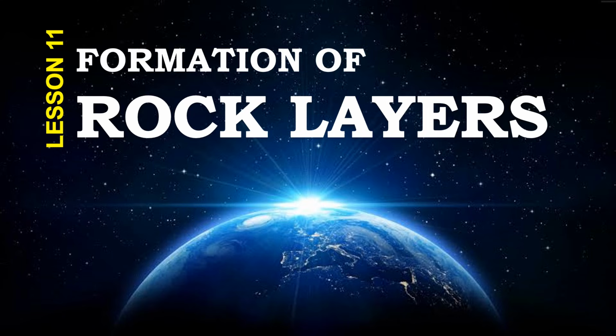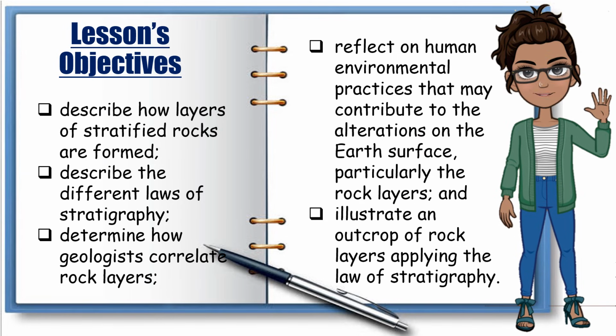Our topic today, Lesson 11, Formation of Rock Layers. After going through this module, you are expected to describe how layers of stratified rocks are formed, describe the different laws of stratigraphy, determine how geologists correlate rock layers, reflect on human environmental practices that may contribute to the alterations on the Earth's surface, particularly the rock layers, and illustrate an outcrop of rock layers applying the law of stratigraphy.